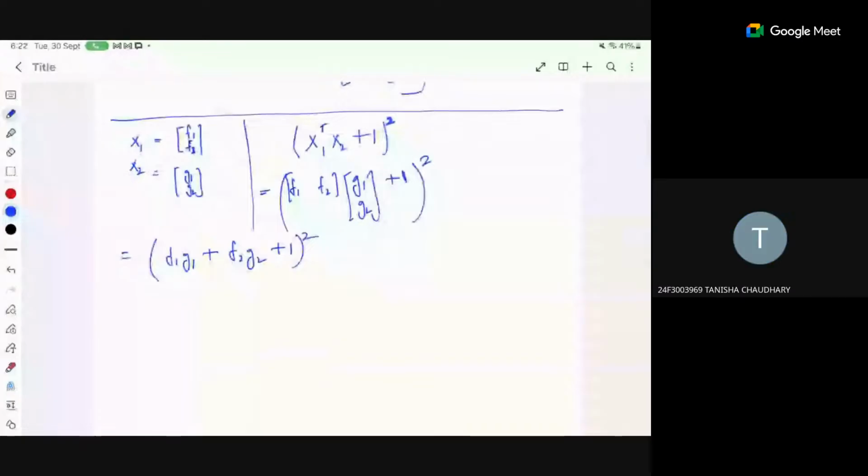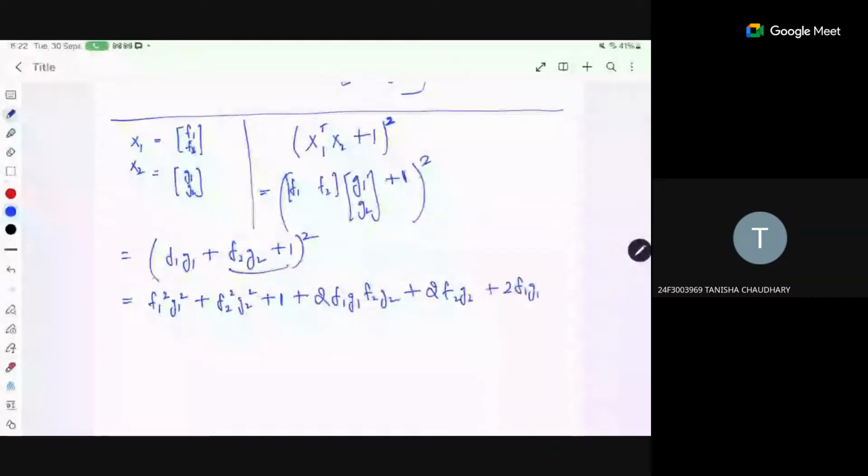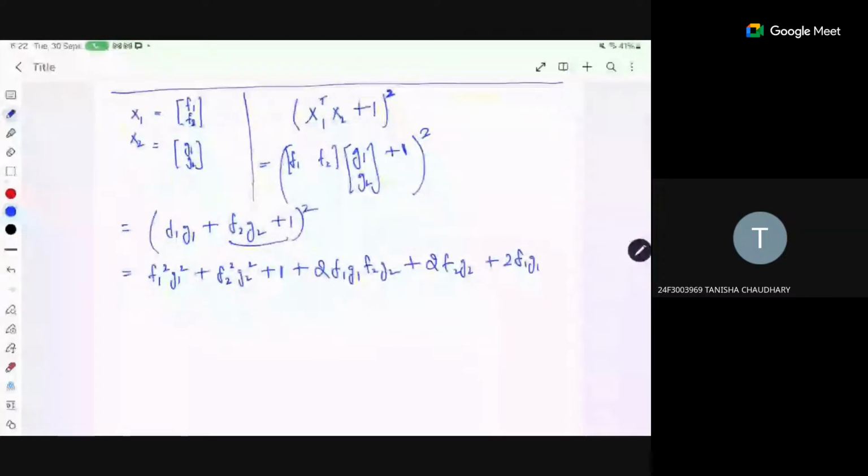Yes, ma'am. Okay. Now you have to take the square of this. So what will you get? You will get f1 square g1 square plus f2 square g2 square plus 1, plus 2 times f1 g1 f2 g2 plus 2 times this, right? So 2 times f2 g2 plus 2 times f1 g2. This is okay. Yes.